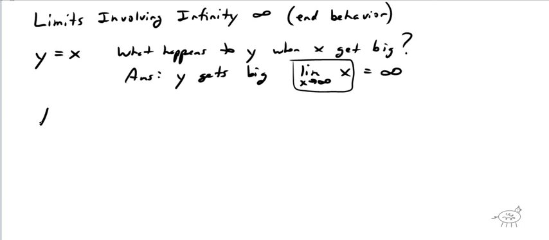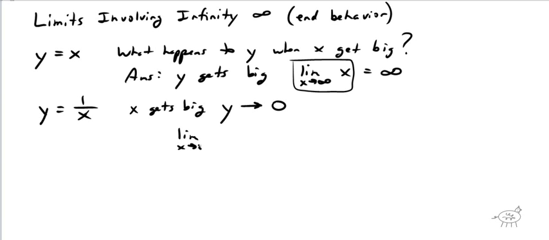Okay? If I gave you a problem like this, y equals 1 over x, and again, x gets big, what happens to y? Well, think about it. 1 over 10, 1 over 1,000, 1 over a billion, 1 over a trillion. What does it go to? It goes to 0, doesn't it? It gets really, really small. So when x gets big, y approaches 0. So you would say the limit as x approaches infinity of 1 over x equals 0.